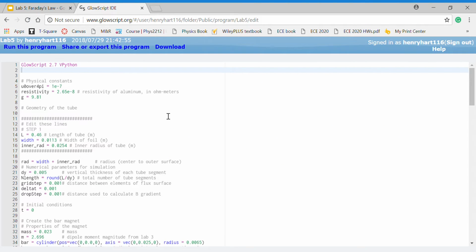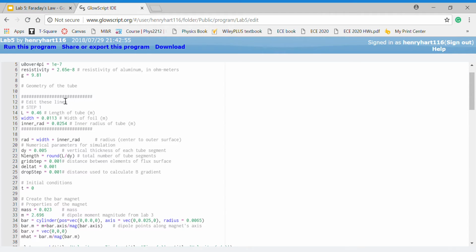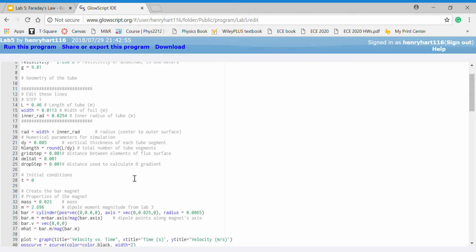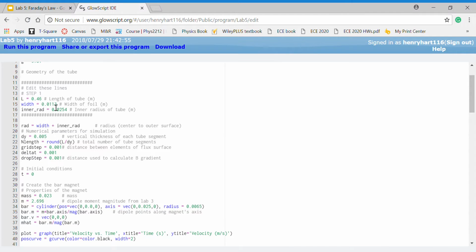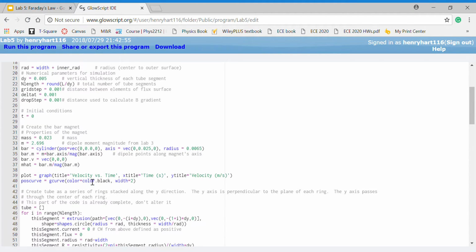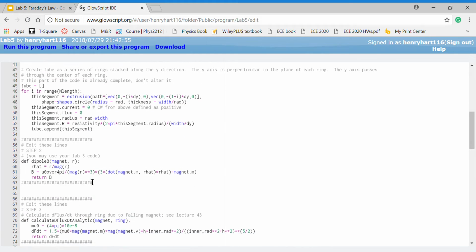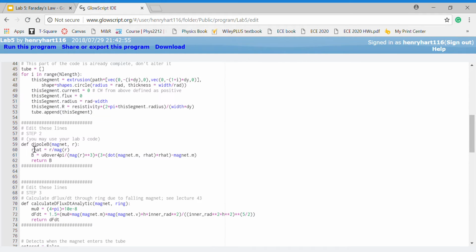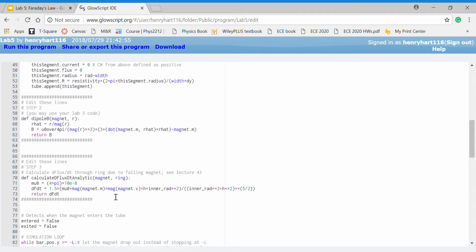We use GlowScript to create our computational model. We have our physical constants, and then we were able to create our tube and our bar magnet using observed values such as the length and width of the tube. And then we created the bar magnet using our value of mu we calculated in lab 3, which was 2.696. And we also have our 2 functions here, which the first one calculates the magnetic field created by the magnet. The second one calculates the magnetic flux from the magnet.